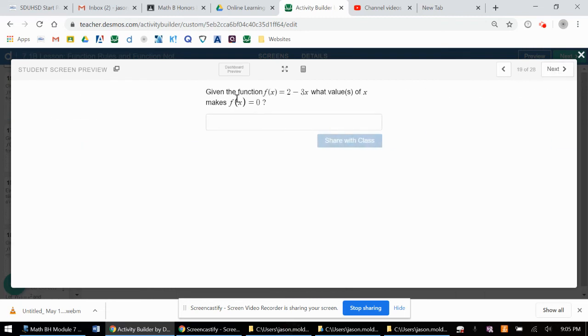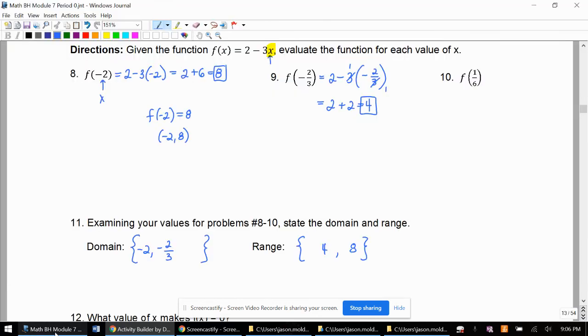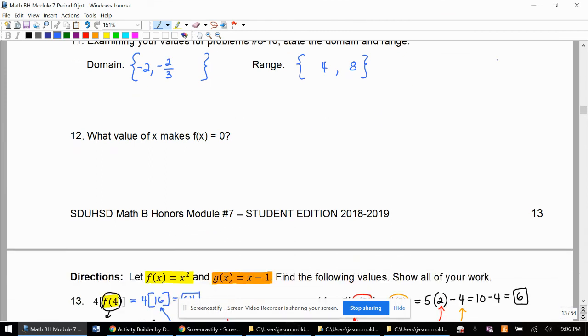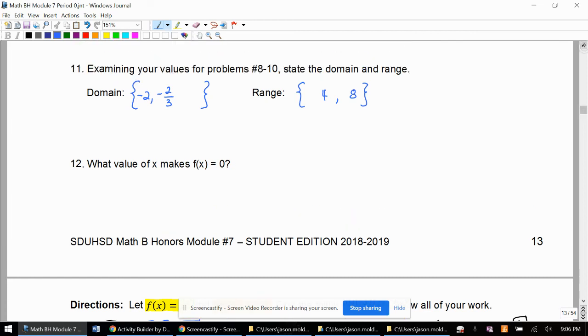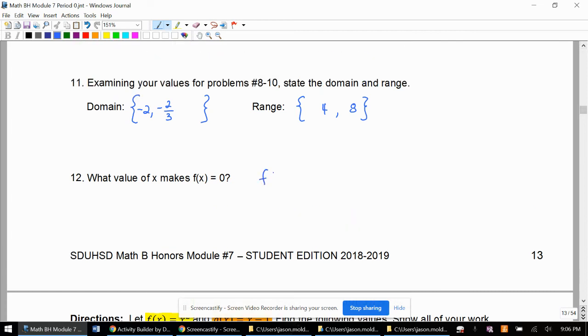And then there's this question, which also sort of really tests our understanding of this notation. It says, given the function f of x equals 2 minus 3x, same one, what values of x makes f of x equal 0? Or when is y equal to 0? So we're just going to essentially do that. We're going to set f of x equal to 0. So our function rule for this one was this. And so we will set y, or f of x, equal to 0.